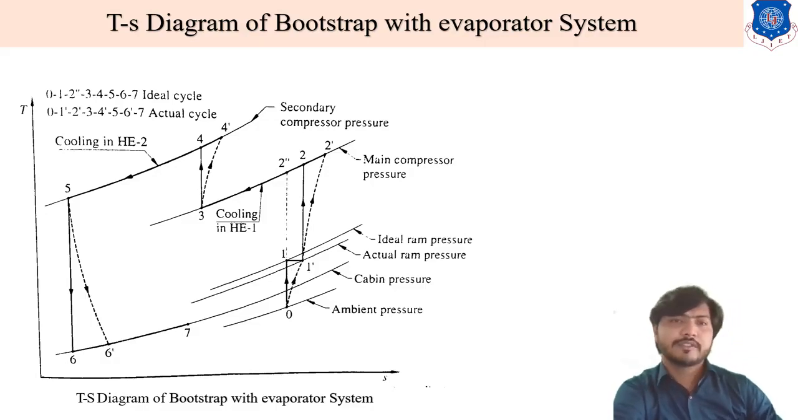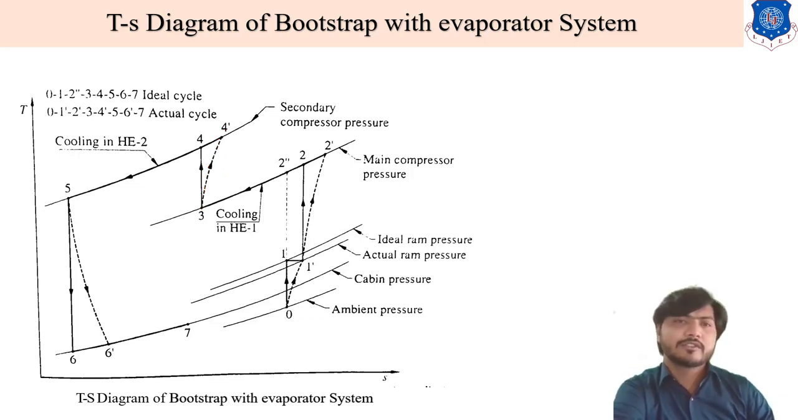Next is the 3 to 4 process. If it is a reversible isentropic process, it is a straight line. But due to irreversibility it deviates. That's why the work obtained from the turbine, which is given to the secondary compressor, is more compared to 3 to 4.